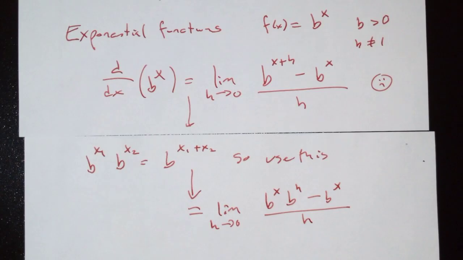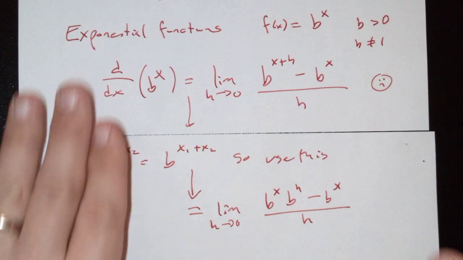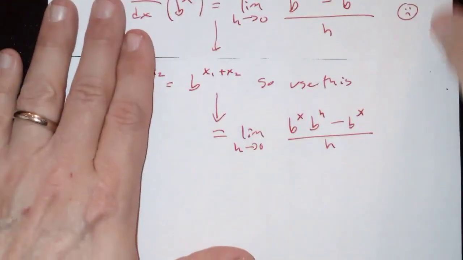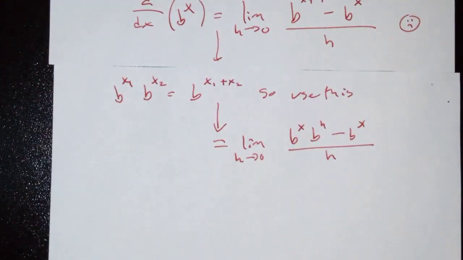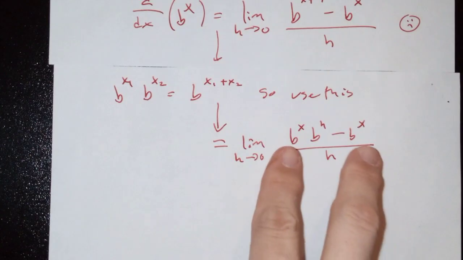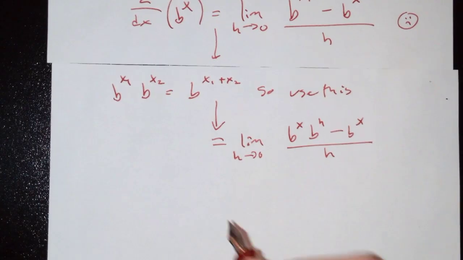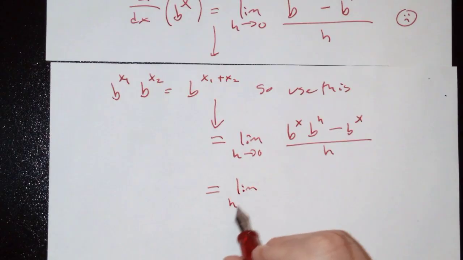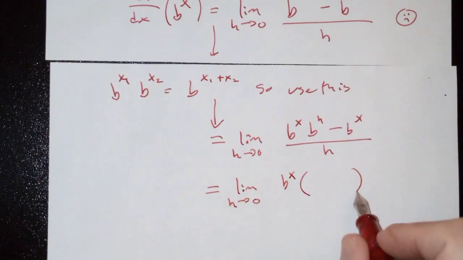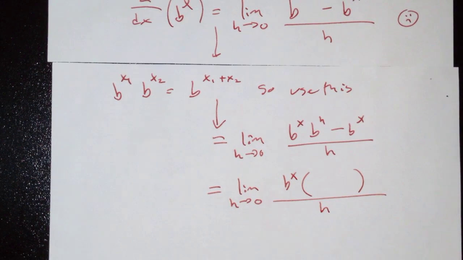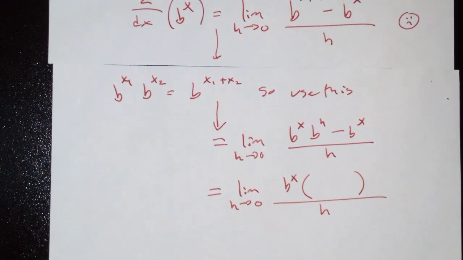Now, I will freely agree, that's weird. Why would you do something like that? Well, the reason I would do something like that is because now in the top of this expression, I have a b to the x in both pieces. I could factor that out. If I pull out that b to the x, what gets left behind?